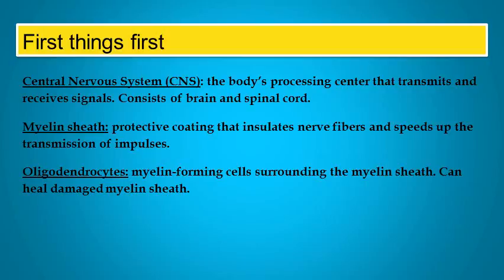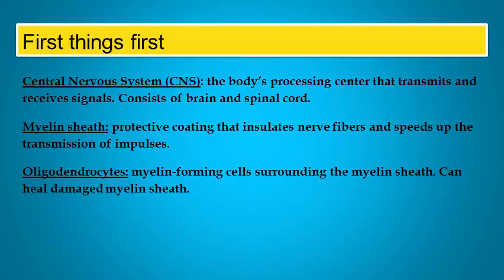So before I can explain the pathophysiology of multiple sclerosis, it is important to understand the mechanism behind the disease. First we must understand the purpose and function of the CNS, the myelin sheath, and the oligodendrocytes. First off, the central nervous system, which I'm sure we all have heard of. The central nervous system, or CNS, functions as a processing center that transmits and receives signals sent throughout the body.